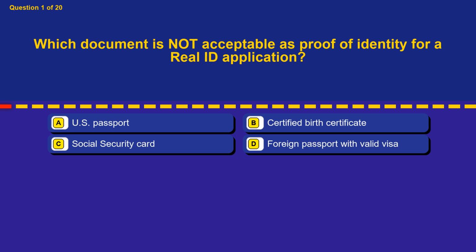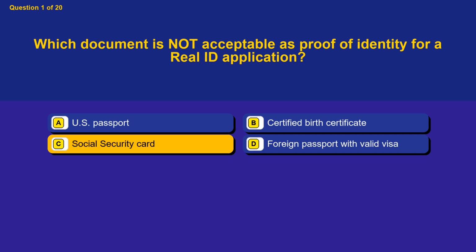Question 1. Which document is not acceptable as proof of identity for a Real ID application? Option A, U.S. passport. Option B, certified birth certificate. Option C, social security card. Option D, a foreign passport with valid visa.